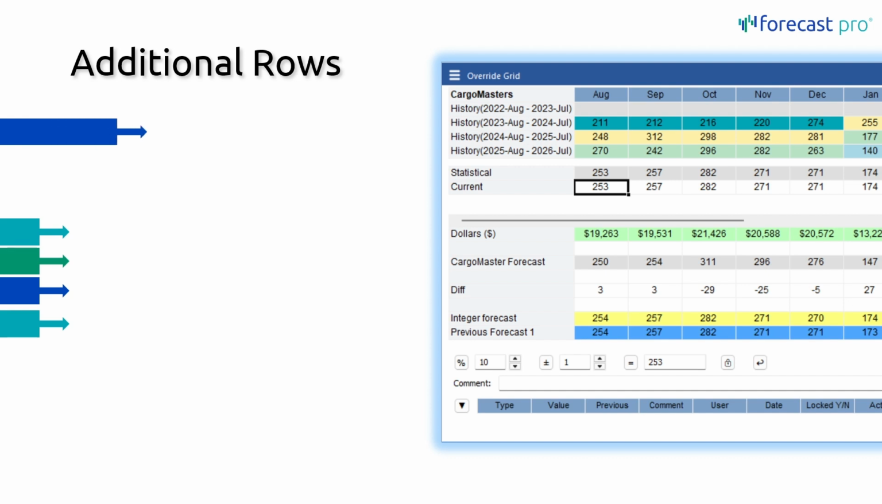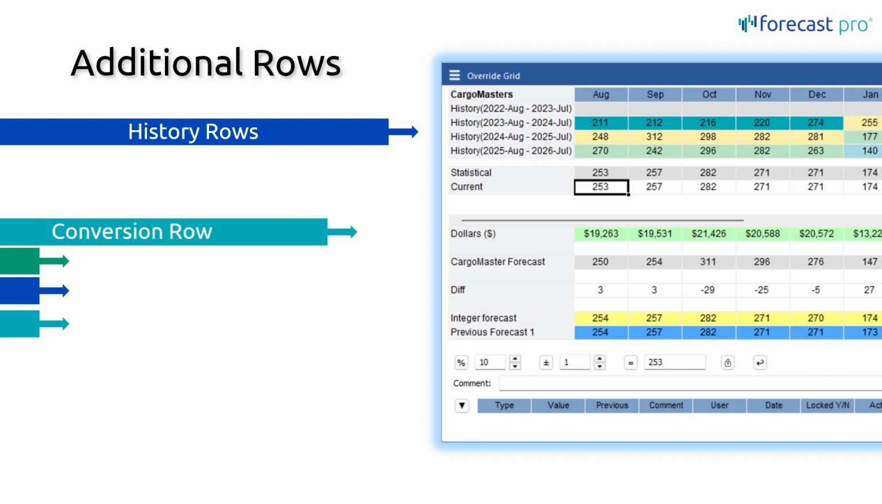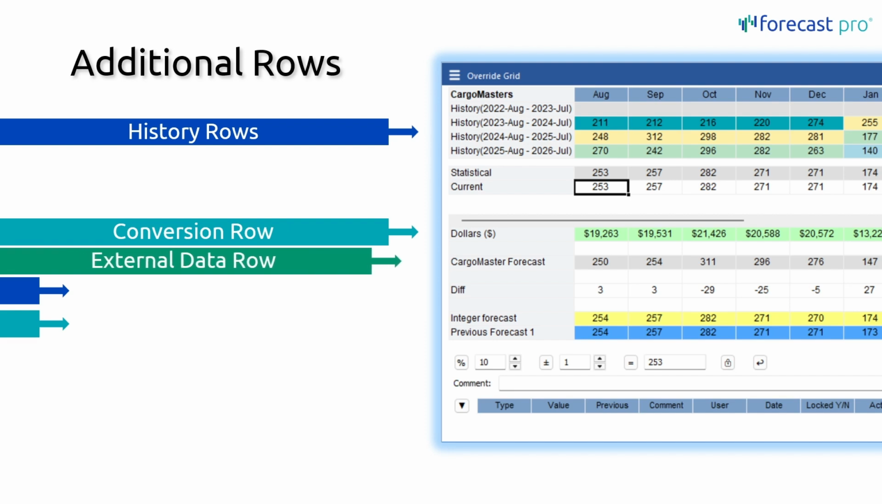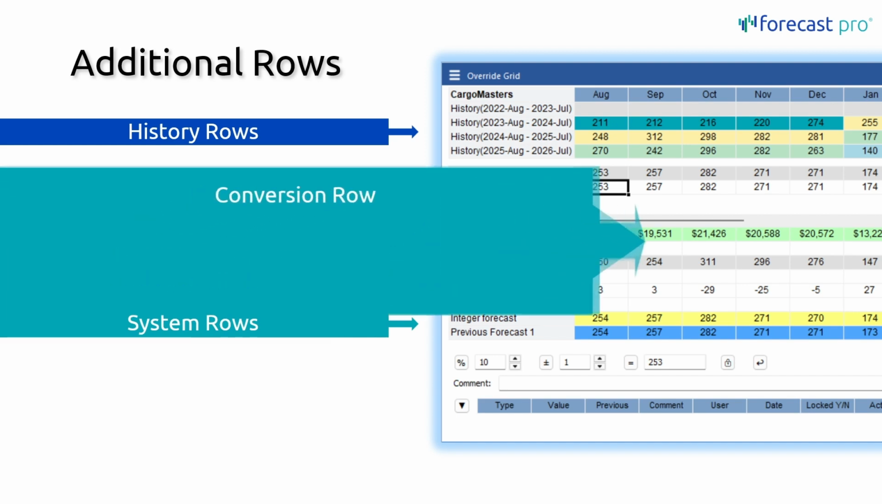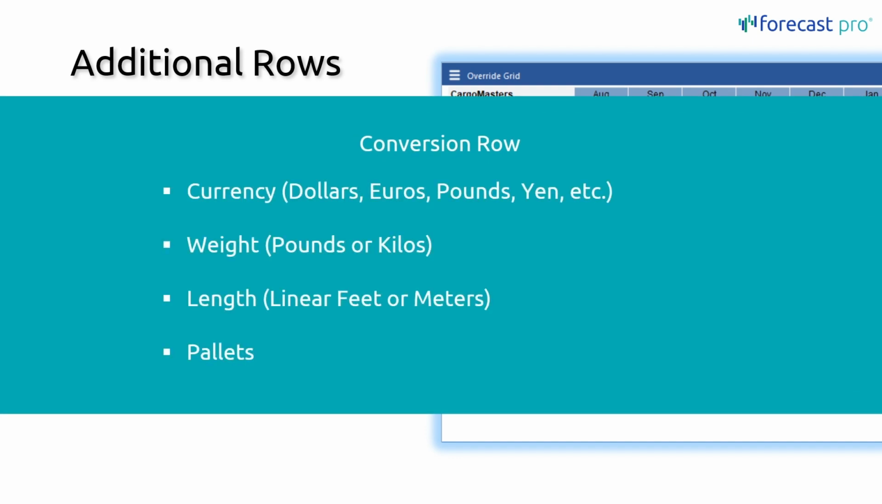That includes our historic data, which we can stack on top of the current forecast. We can look at conversions, again, changing different unit types. We could look at our external data, whether those are external forecasts, our financial plans, or our open orders. We can see these as external rows. With these different data rows in here, we could then create calculated rows off of them. And finally, there are system rows of previous forecasts or alternative forecasts that Forecast Pro itself creates that we can use as well. Let's look a little bit more in depth at these, and we'll start with the conversions.